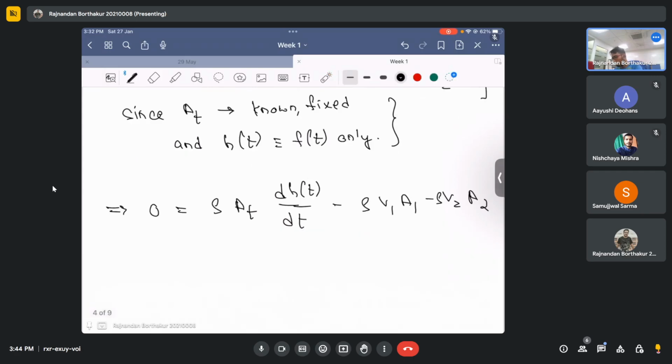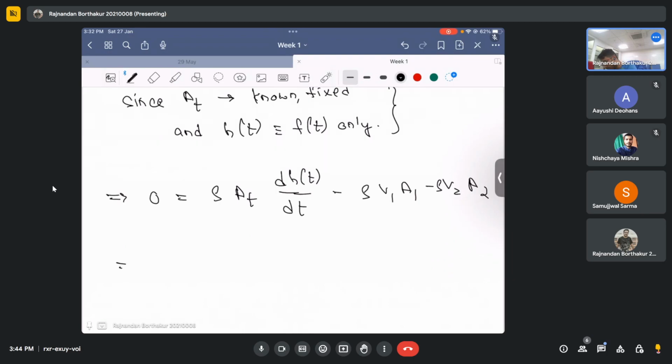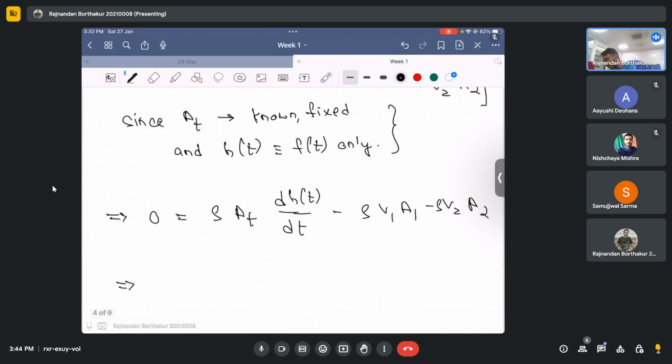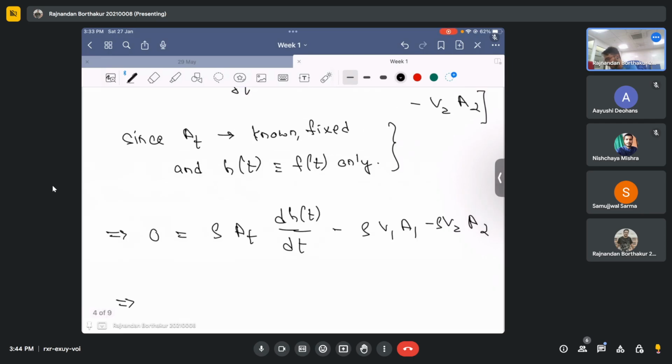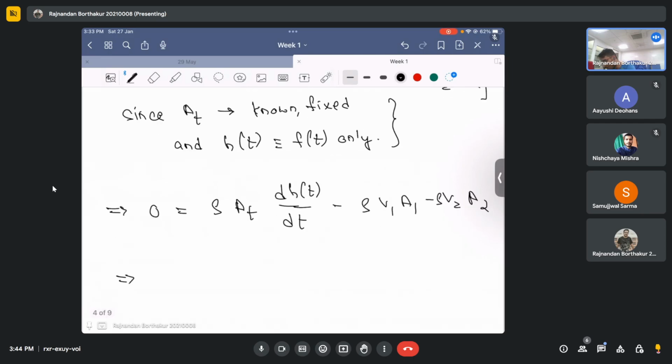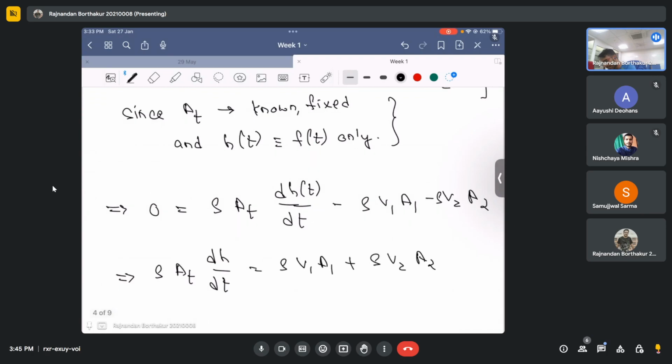Okay. So the idea is we need to find this dh dt. If you remember, how does this h of t change with respect to time? This is something that we need to find out. So I will take the other terms to the other side, and then what you get is something like this: rho At dh by dt equals rho times v1 a1 plus rho times v2 a2, and then you can cancel this.